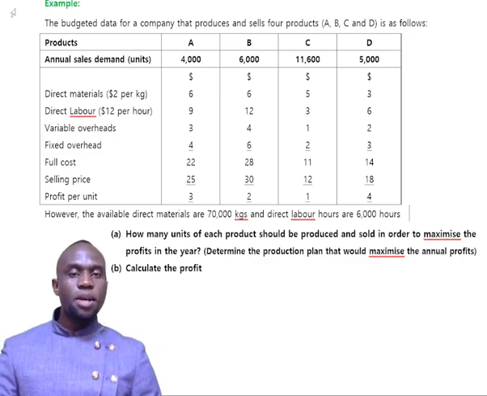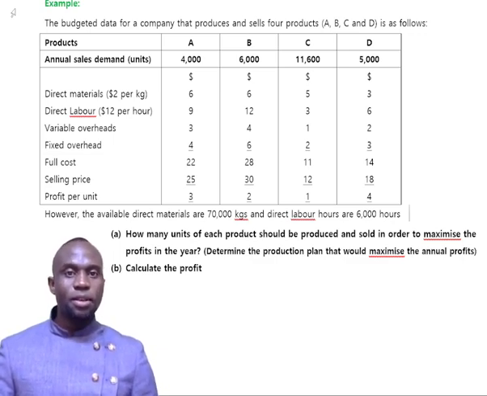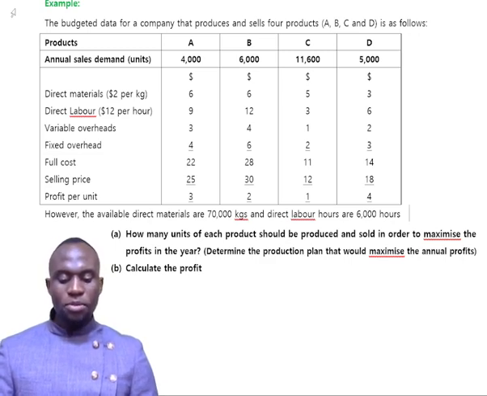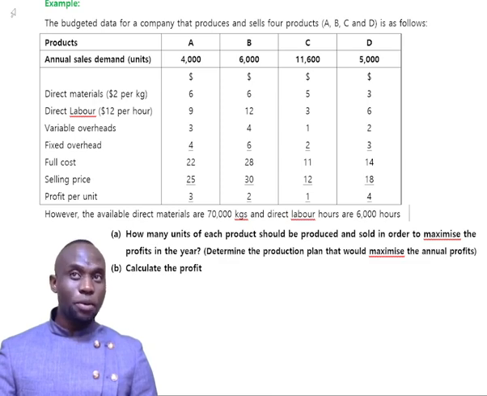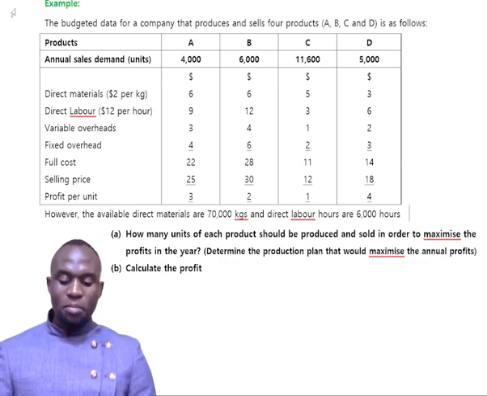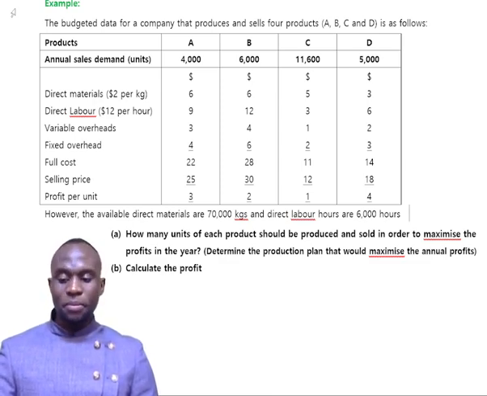Never forget the exam technique throughout your ACCA. You start by reading the question. So the question is, how many units of each product should be produced and sold in order to maximize the profits in the year? Or it can be set for you in this way: determine the production plan that would maximize the annual profits. Then part B, they want us to calculate the profit.